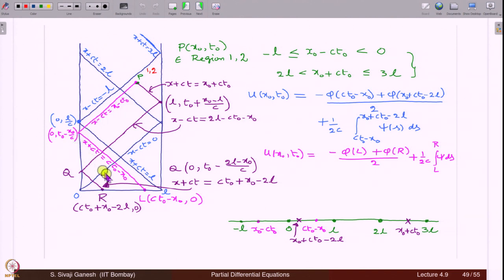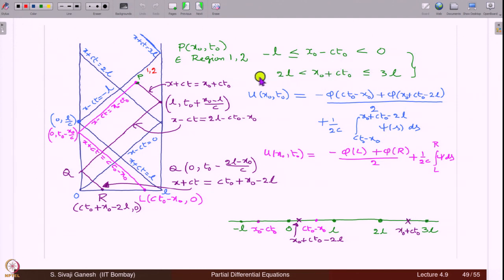So, this is L and this is R, and exactly the coordinates are identified, what is R, what is L. Now, this is a formula that we have written down on the previous slide, the formula in the region 1 comma 2 is given by this. Now, this is just for a placement where what is happening. So, minus L, 0, L, 2L, 3L.